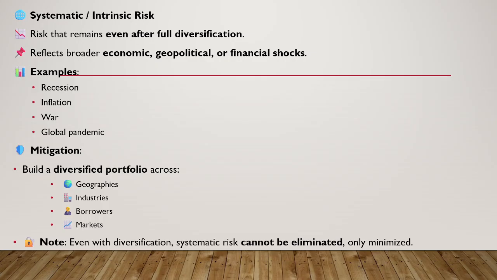It refers to risks that impact the entire economy or financial system. Think of things like a global recession, geopolitical tensions, high inflation, wars, or even a pandemic like COVID-19. These events don't just affect one borrower or one sector, they impact everyone. Even when a credit portfolio is well diversified across sectors, geographies, and borrowers, systematic risk still remains. It's unpredictable and hard to control.